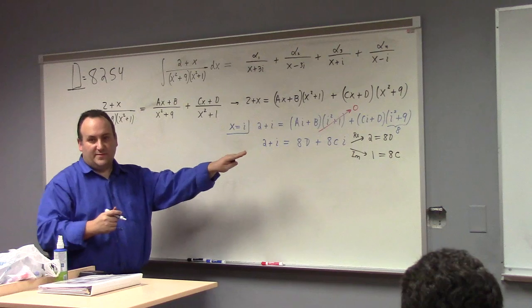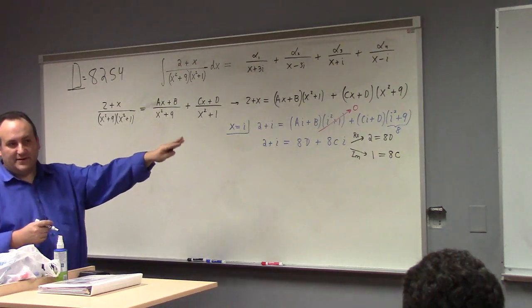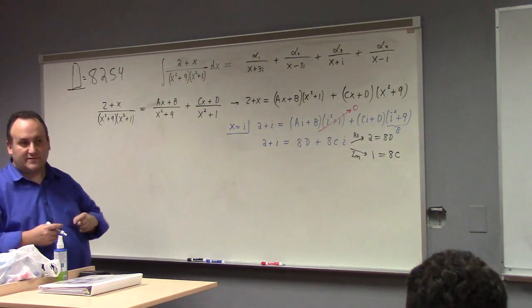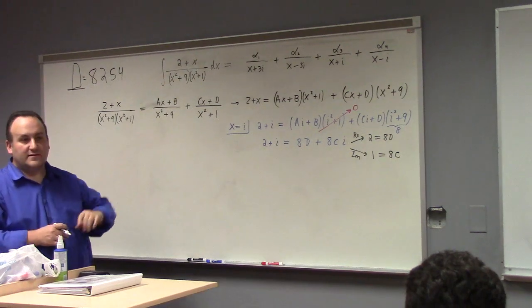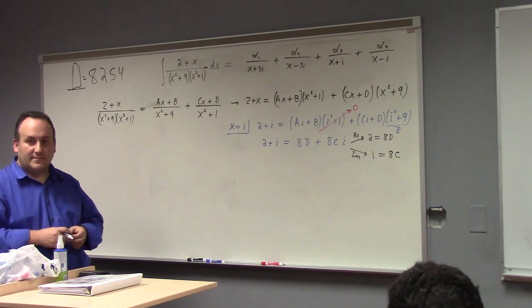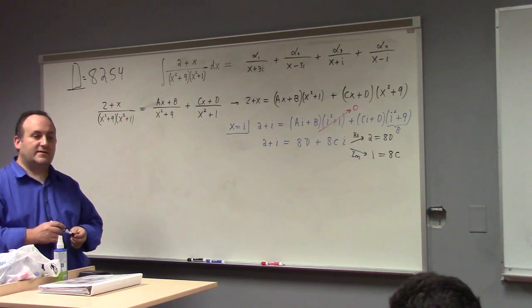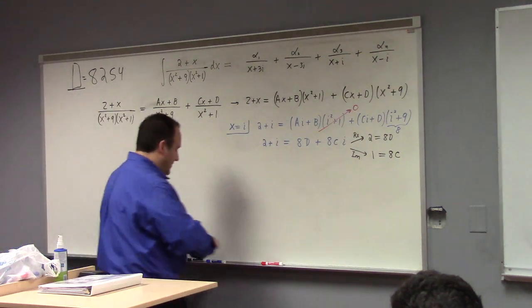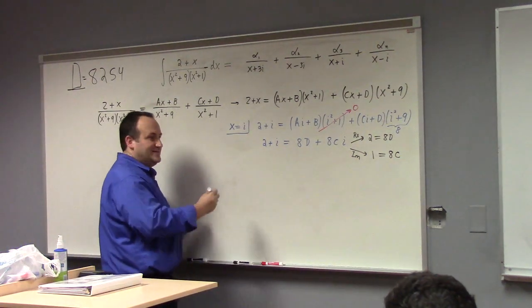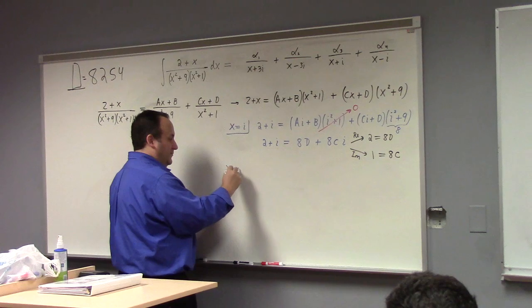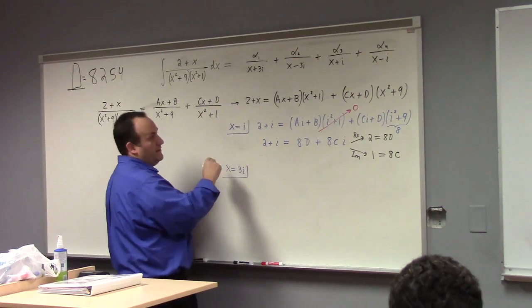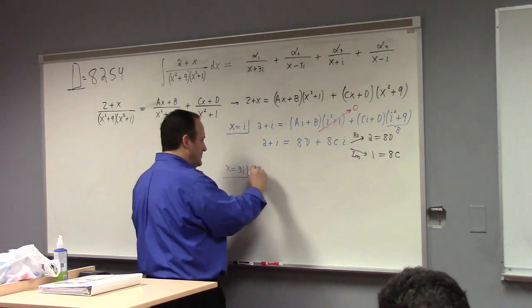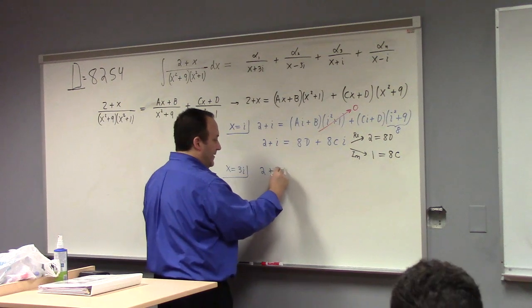These equations beat the pants off whatever would happen if you just plugged in 4 real numbers into these equations, right? Those are super nice. We now know what C and D are. And if we plug in x equals 3i, we'll practically be done. So plug in 3i, I get 2 plus 3i.